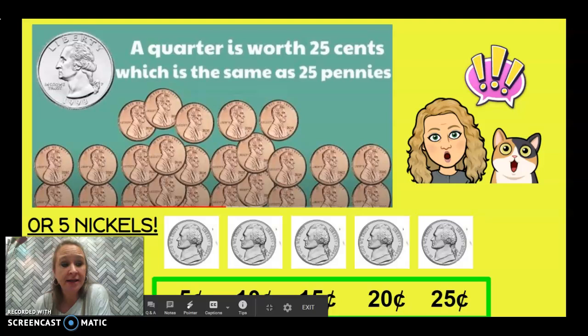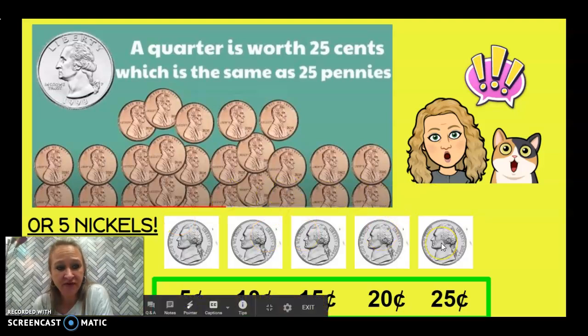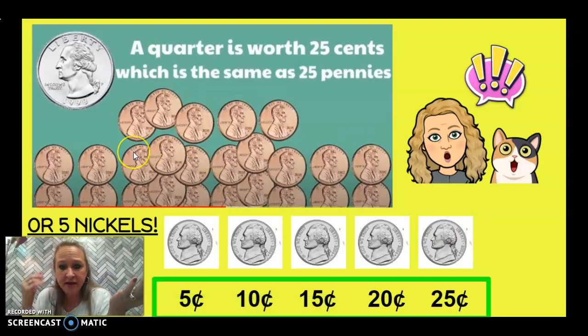And apparently, it is also the same as 5 nickels. We count nickels by fives, so let's practice counting these nickels by fives. Ready? 5, 10, 15, 20, 25 cents. So I could have 25 pennies, 5 nickels, or 1 quarter. And it's all worth 25 cents.